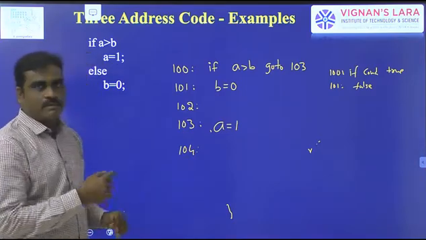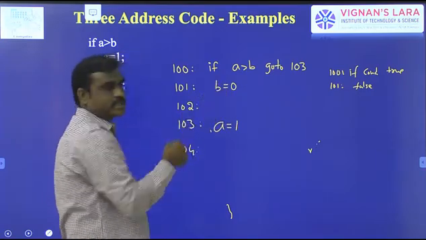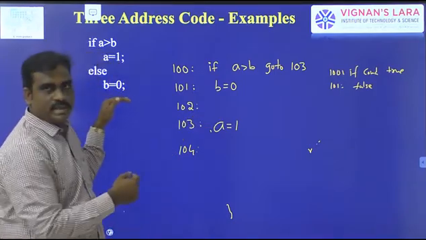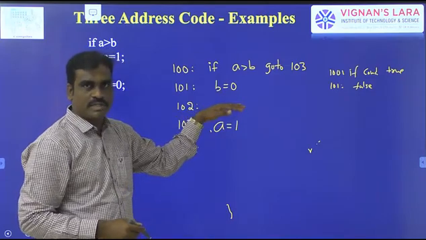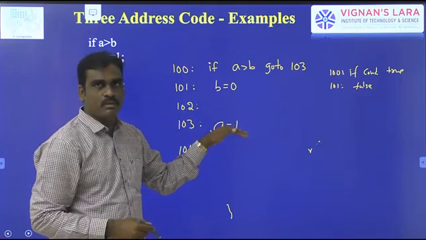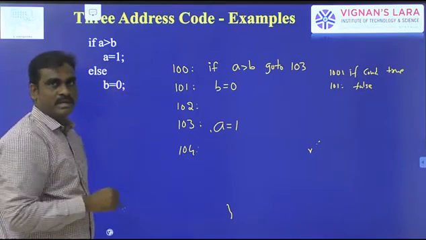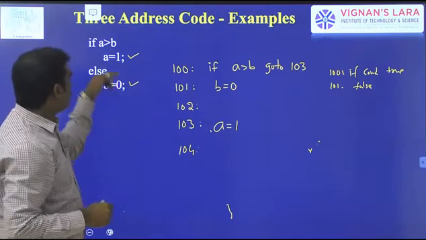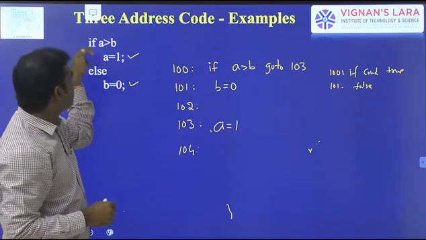Now again you have to check the false condition. If the condition is false, then the immediately following statement will be executed, that is B equal to 0. What is the next statement? B equal to 0 and then exit. Whereas in this case B equal to 0 is followed by 102, where there is no statement, no problem. But the next statement 103 contains A equal to 1. That means first B equal to 0 and then A equal to 1, both are executed. But as per the definition, as per the rule, only this statement will be executed or that statement, because it is an if condition.